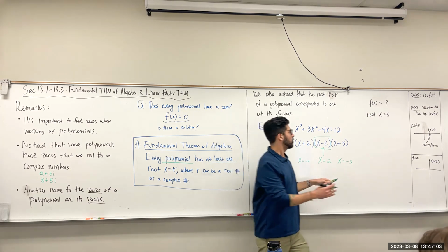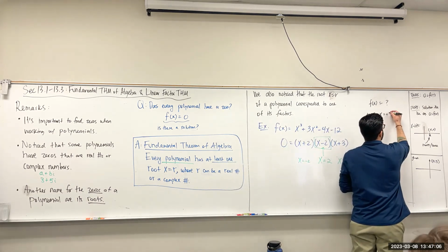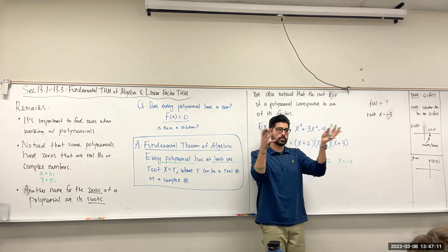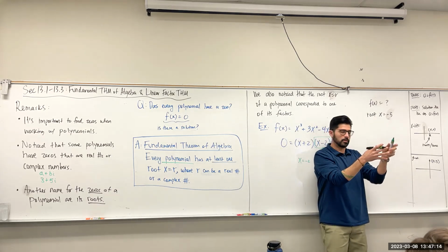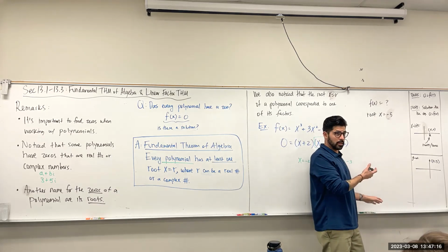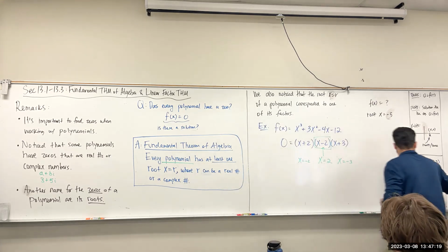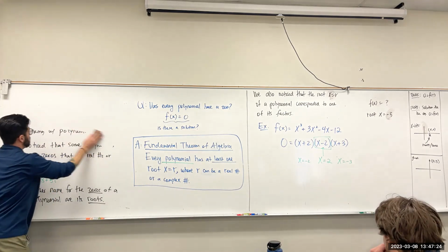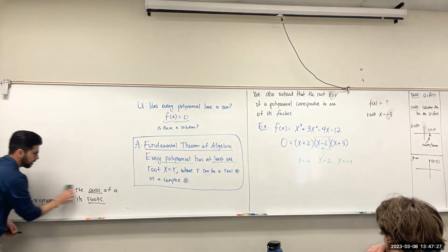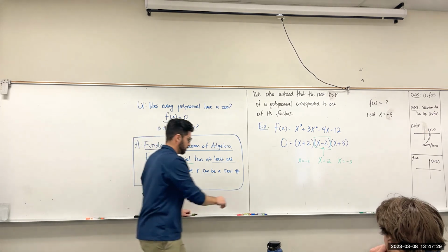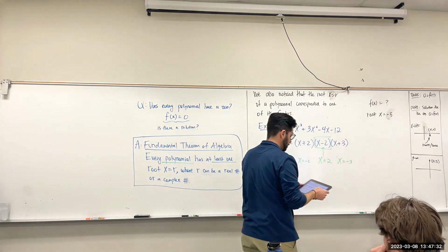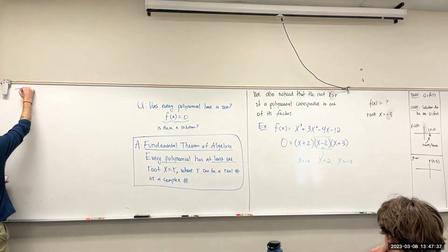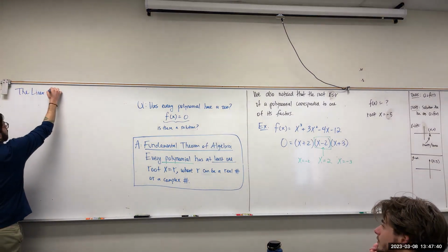What if I had x plus 5, x minus 5? Then it factors in such a way that x plus 5 will be one of the factors. And that's not a coincidence, that's a pattern that should be happening. And so that's what the following theorem is going to say. This guy is called the linear factor theorem.